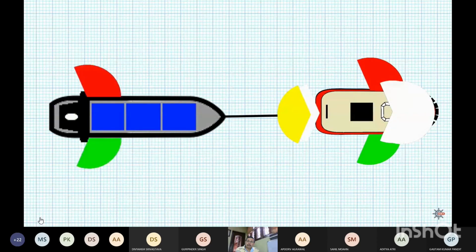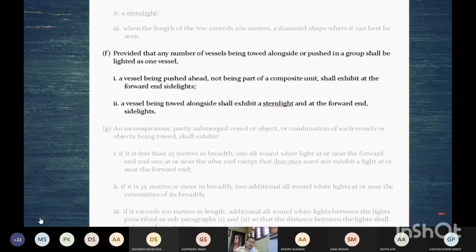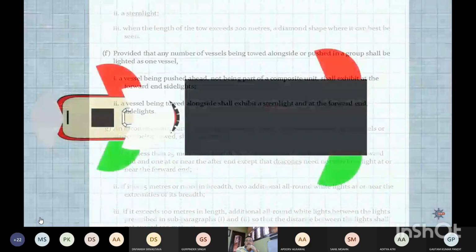So it's still got to show side lights and a stern light. And this applies regardless of the object being towed. Then we move on to the vessels that are being towed alongside or pushed. In this case, if they're in a group and lit as one vessel, if you're being pushed ahead, of course not part of a composite unit, you just need to exhibit side lights at the forward end. And then if you're being towed alongside, you need to exhibit side lights and a stern light.